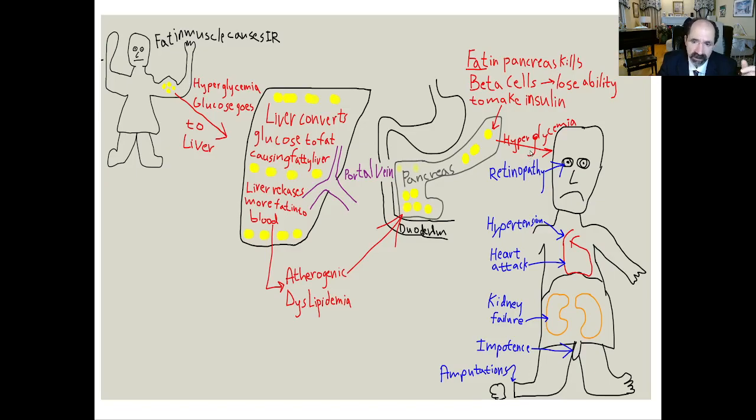And so that's where you get the diabetic retinopathy, diabetic nephropathy, kidney failure, and the diabetic microvasculopathy, which leads to frequent amputations every day. Every hospital in this whole country amputates a bunch of diabetic feet and legs.